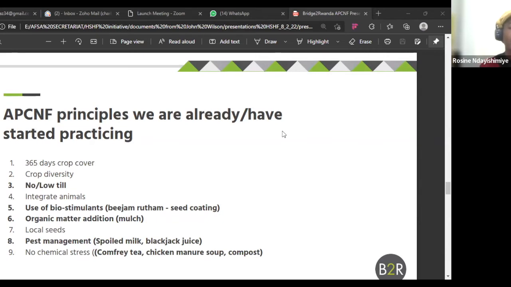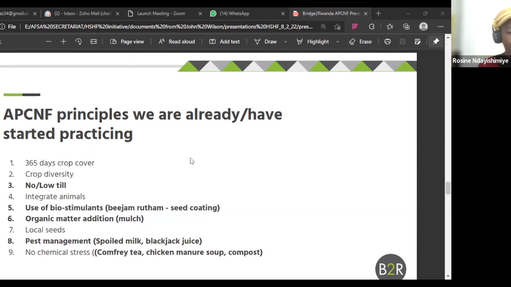The other thing we have done is pest management, although it's not complete. We have used some homemade things to fight pests. Some that we have already used are spoiled milk, like fermented milk, and also black jacks. The black jacks we also put in water, ferment for a while, and then use that water to fight pests. It has become effective on aphids and some other small pests, but we are still looking for more ways to manage pests without spraying chemicals. Like I said, fighting fall armyworm is very difficult with what we have used so far, and we would love to know more as we continue this partnership with AFSA and the colleagues in India.